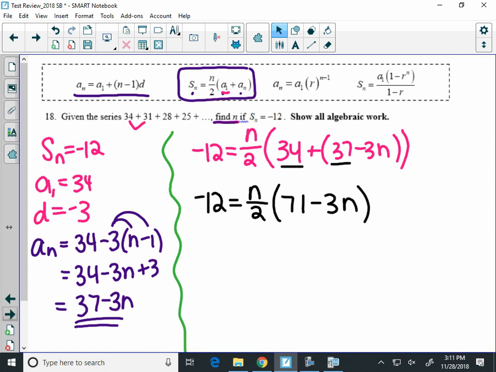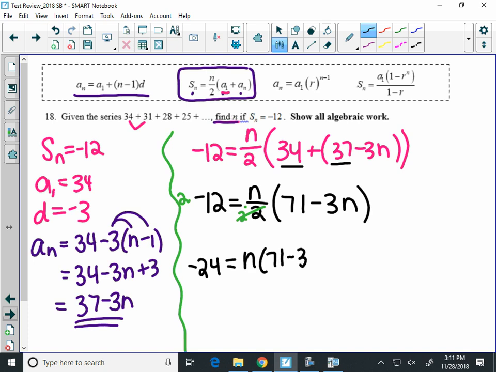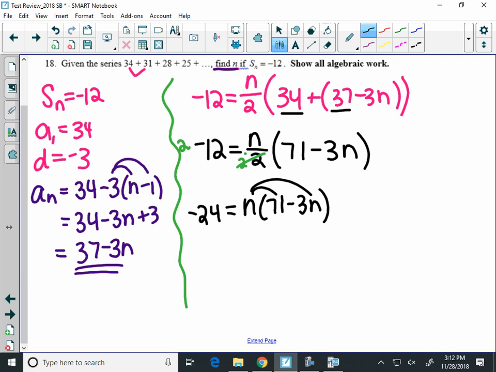So let's start by multiplying. I would get rid of this denominator. Let's multiply both sides by 2, because that denominator will then go away, and you'll be left with negative 24 equals n times 71 minus 3n. Oh, well, I think my next strategy is get rid of the parentheses. I would distribute here. Okay? So I'm distributing, and I get negative 24 equals 71n minus 3n squared.